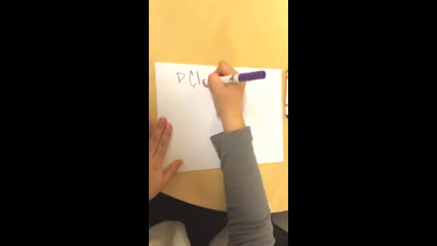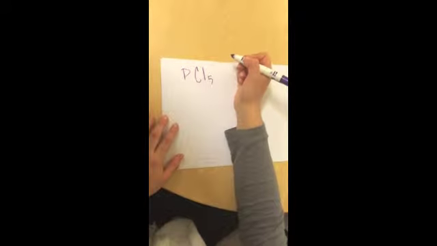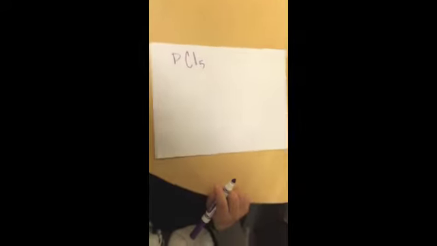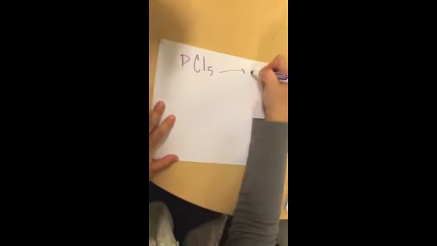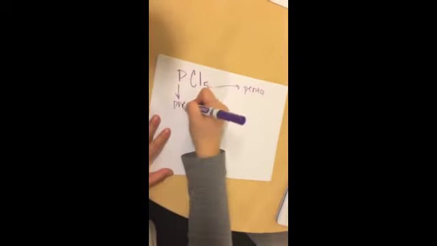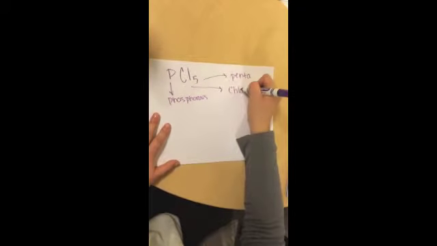So let's say that we have PCl5. What does that stand for? We're about to find out. If we remember back to the prefixes, 5 was penta. P is phosphorus, and Cl is chlorine.